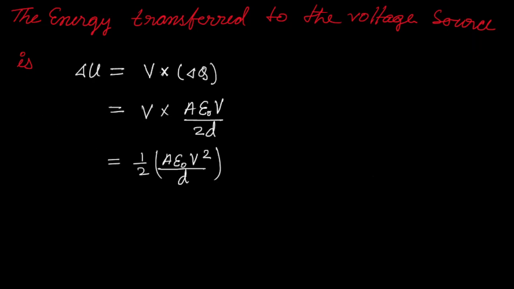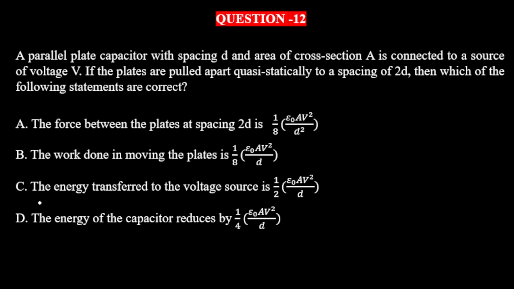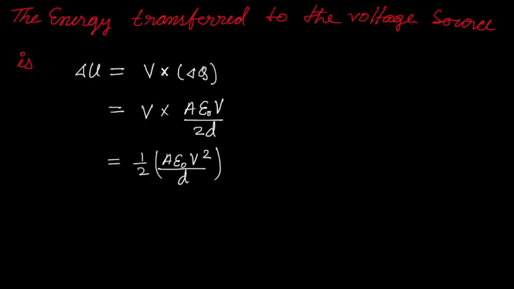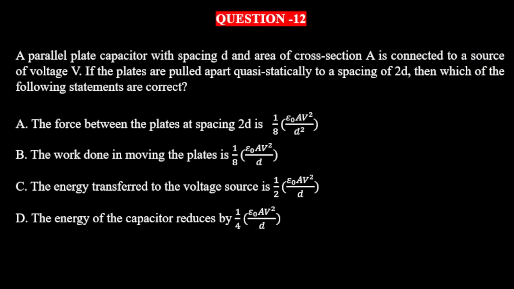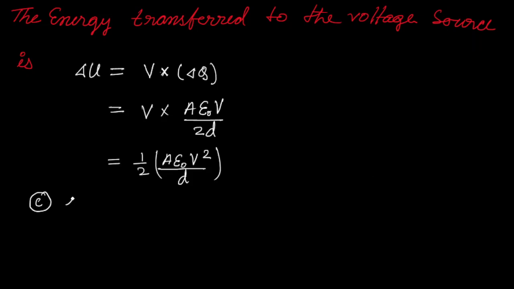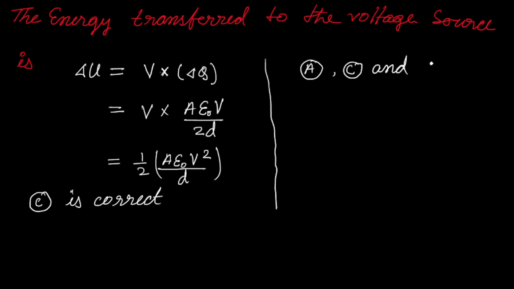So if we check option C, it is written that the energy transferred to the voltage source will be half epsilon naught A V square by d, and we are getting exactly the same answer here. So option C is also correct. So our correct options in this case are option A, then option C and option D. Option B is wrong. These three options are correct.